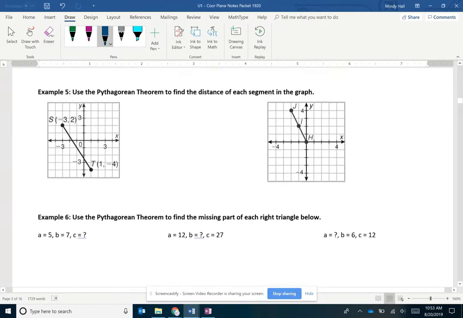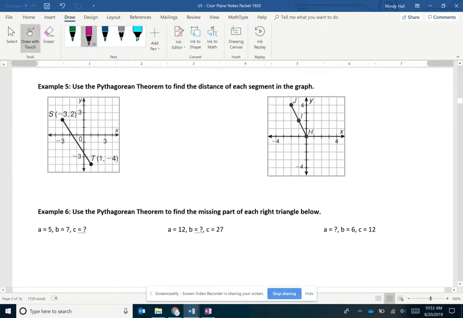So if we look at number 5, we want to use the Pythagorean theorem to find the distance. So I am going to draw in a right triangle. Now, if you recall with the distance formula, you had to subtract to find these lengths. So if I subtract the x's, I get my horizontal length. 1 minus negative 3 is 4, and we count 1, 2, 3, 4. It is 4. And then the difference of our y's is our vertical length, or we can count, but 2 minus negative 4 should be 6. So 1, 2, 3, 4, 5, 6. Yep, it is. So then for the Pythagorean theorem, we would have a squared plus b squared equals c squared.